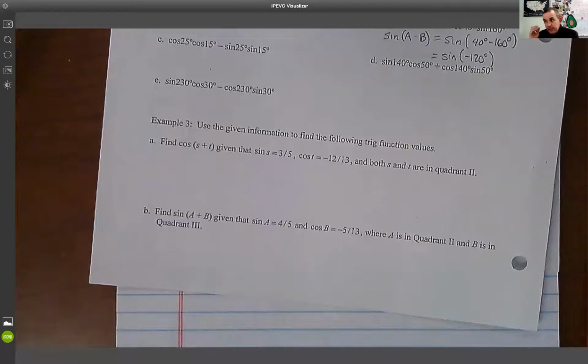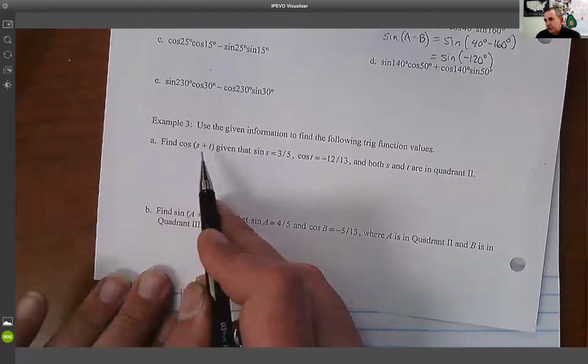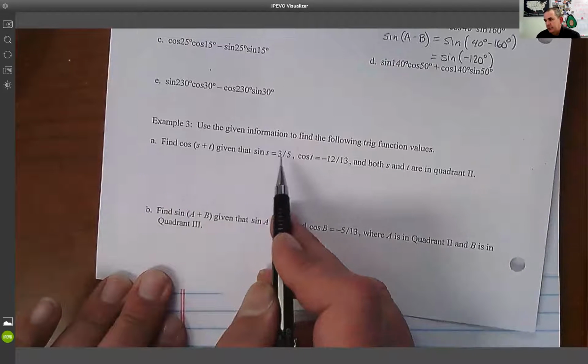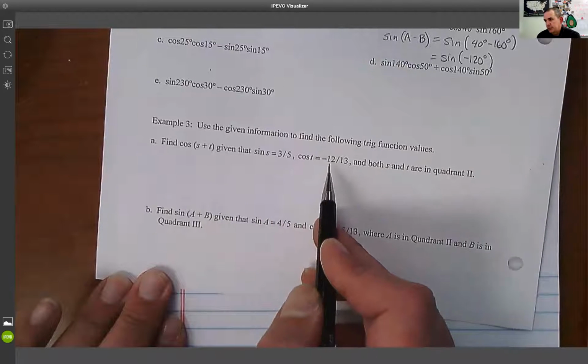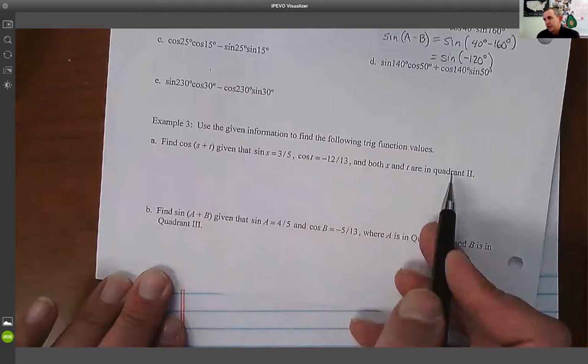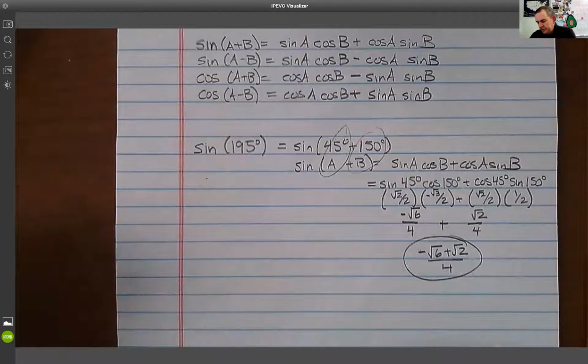Okay, let's take a look at the next question. I'm going to read the question here, but I'm going to do the question on the next page. So we're going to share that screen. Find cosine of s plus t given that sine s equals 3/5, cosine t equals -12/13, with both s and t in quadrant 2. Okay, so what we're being asked to do is the following.